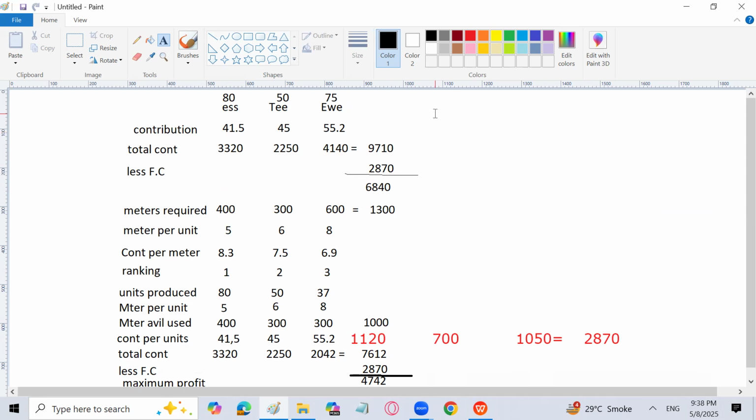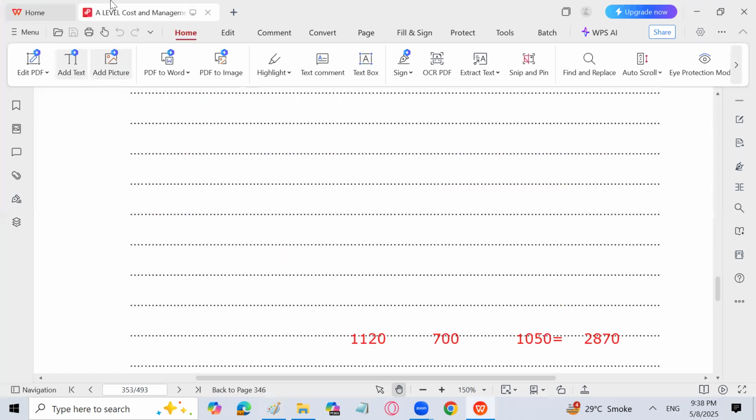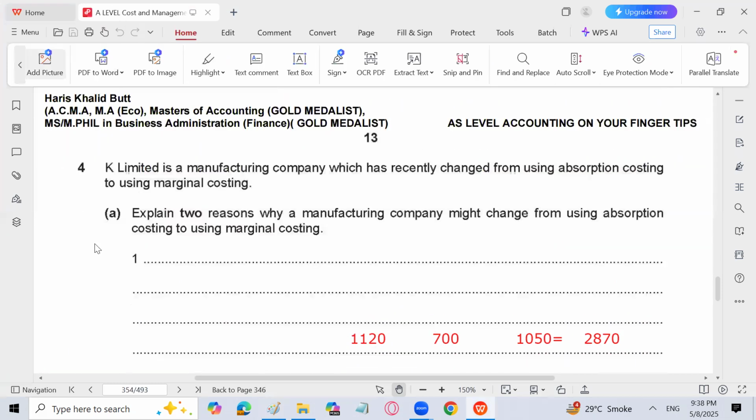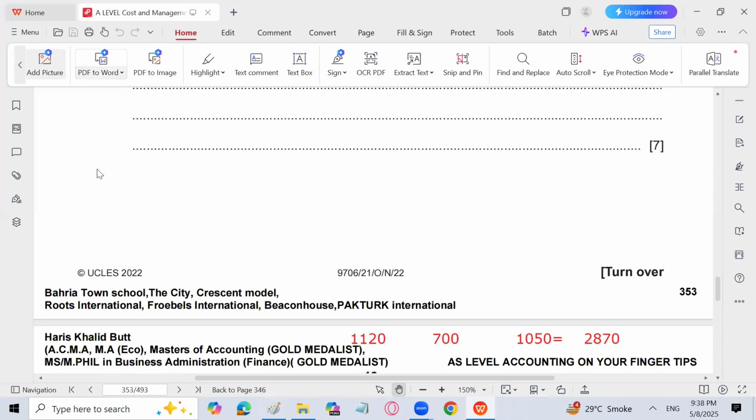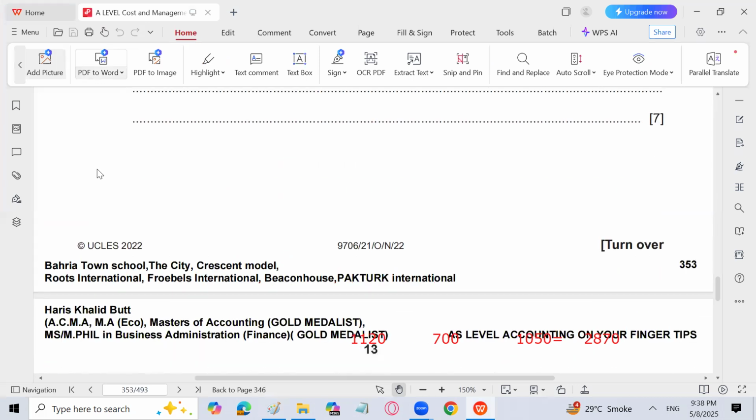How much will we increase? Obviously, because we are now making the payment as $5 rather than $6. So this is how we are done with this question. So this is the end of limiting factor.